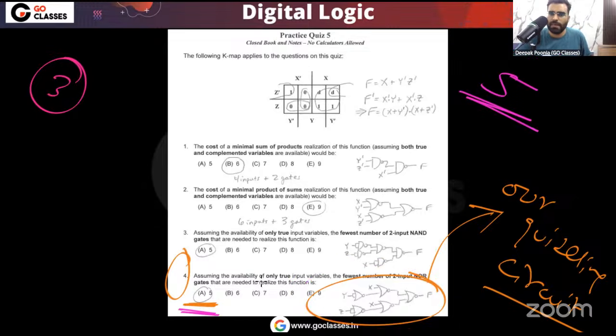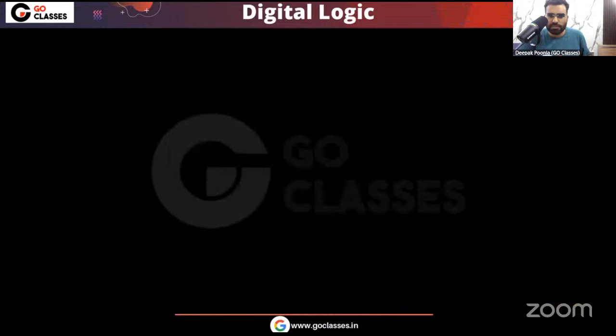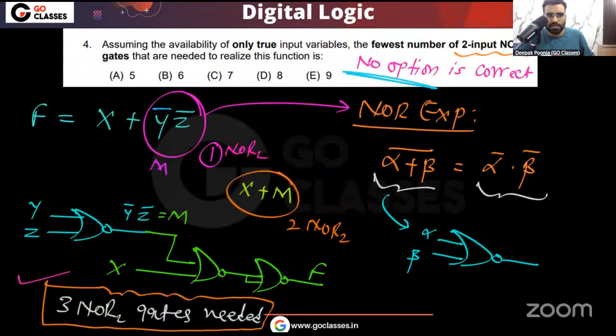This is the circuit. What I just want to tell you is that in the GATE exam, if you are confident that you need 3 NOR gates, meaning the answer is actually 3, but these are the options, then don't leave the question.